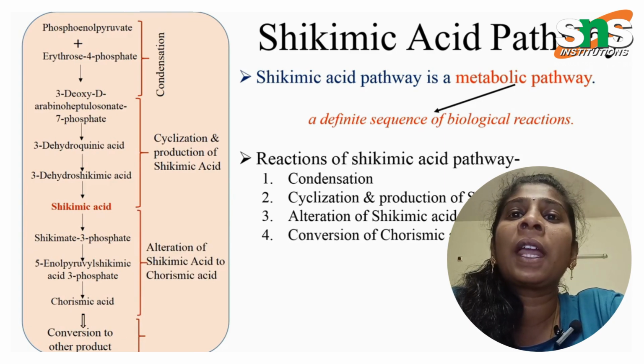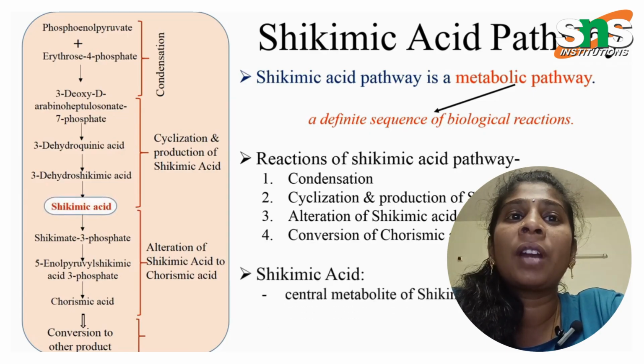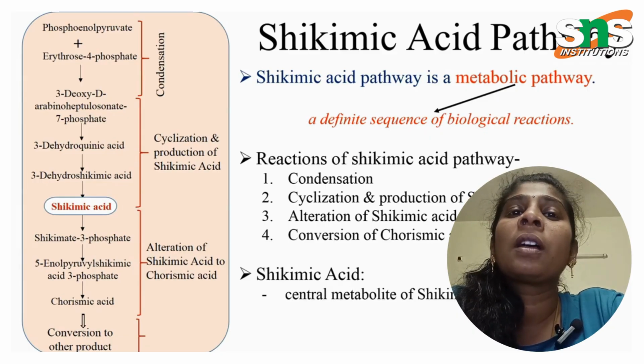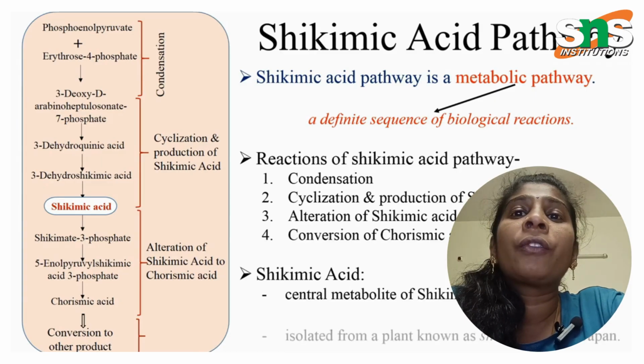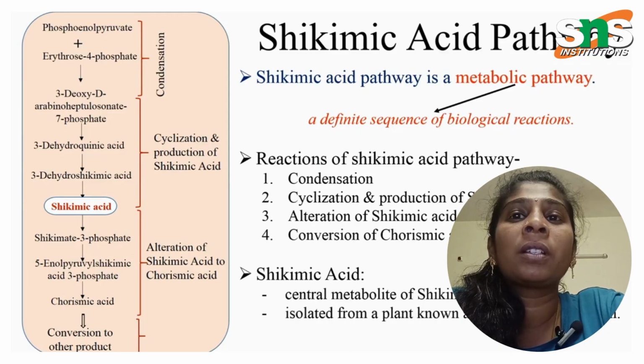Now coming to the name of the pathway. This pathway is called Shikimic acid pathway as Shikimic acid is the central metabolite in this pathway. The name Shikimic acid itself has been derived from the plant from which this compound was isolated, a plant called Shikimi in Japanese language. The botanical name of the plant is Illicium religiosum.